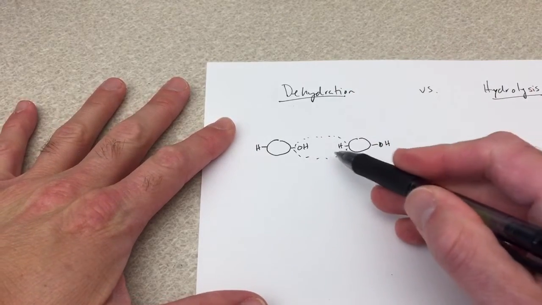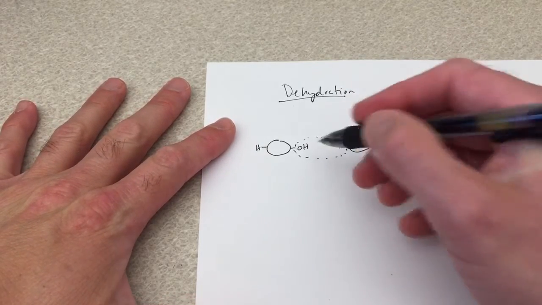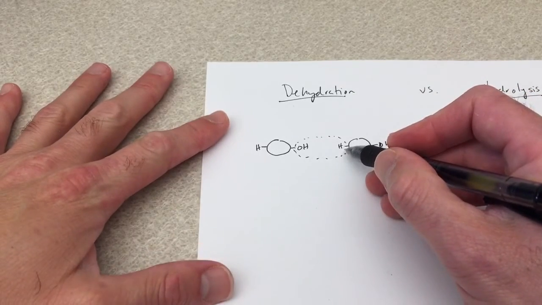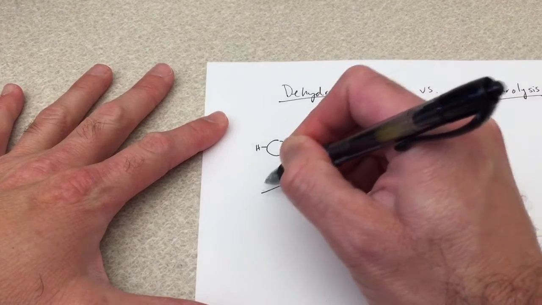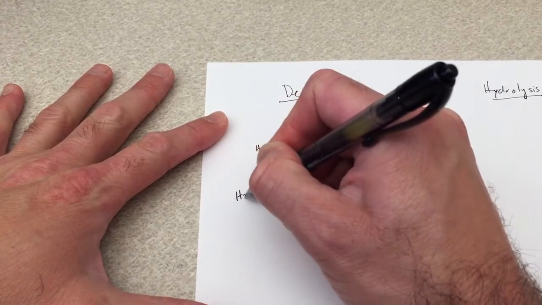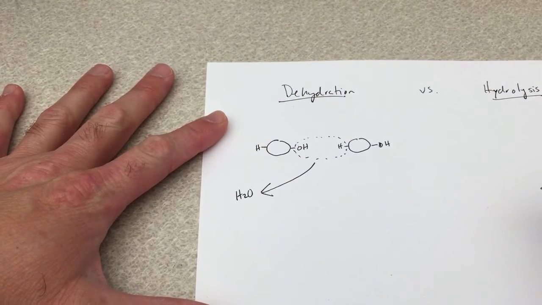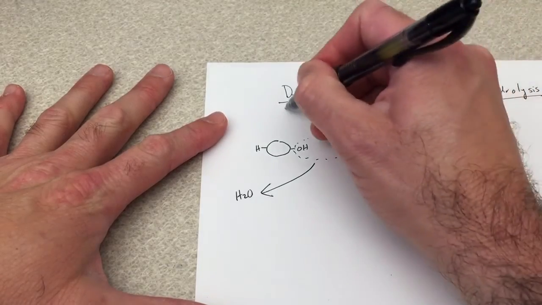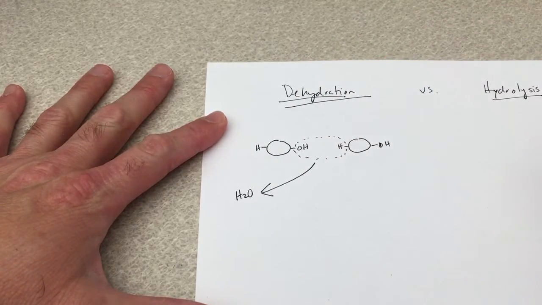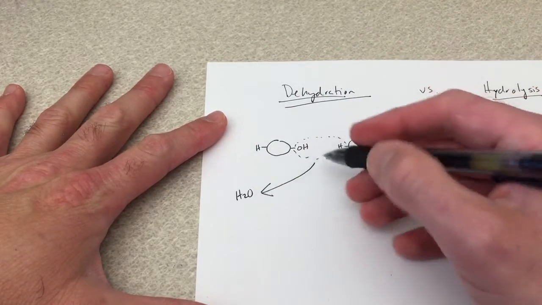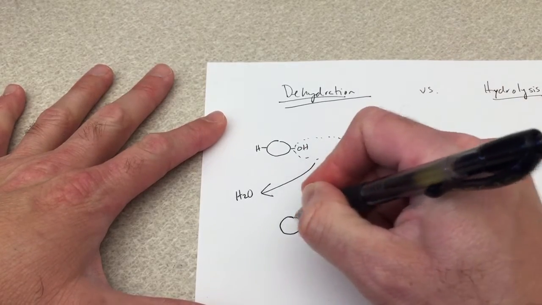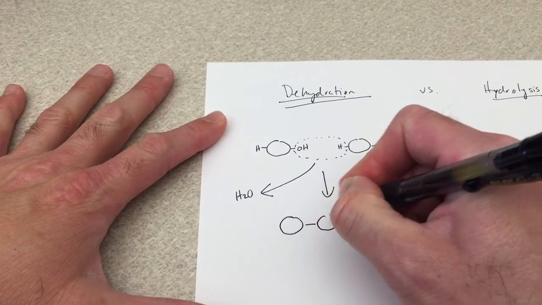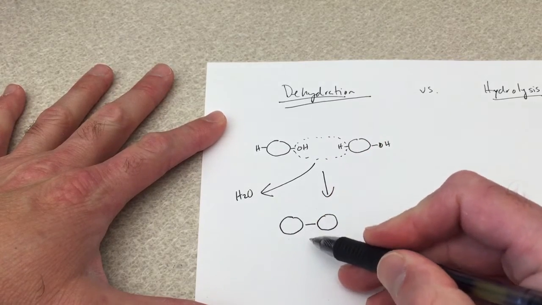So when these two monomers come into close proximity, the hydrogen off of one monomer and the hydroxyl group from the other can come together and leave as water. Okay, so that's where we get the name dehydration from. Okay, water leaves the monomers, and what happens is the monomers come together and have a new bond.